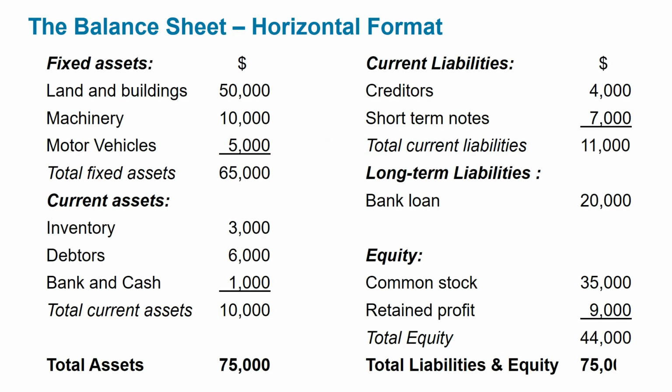Take a look at what is a horizontal format of a balance sheet. Notice the assets that are listed on the left, fixed assets as well as current assets, and the total of 75,000 is shown at the bottom. But then we have on the right side the current liabilities, long-term liabilities, and equity, and again they sum to 75,000. So it still holds that the accounting equation is maintained. Total assets is equal to total liabilities and equity.